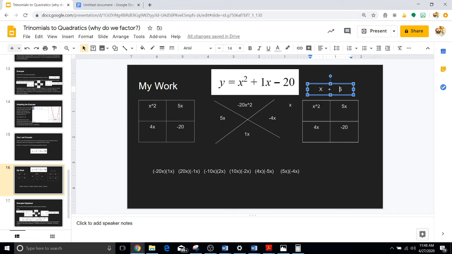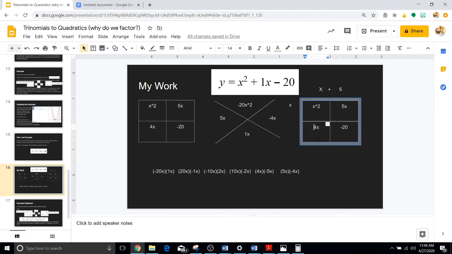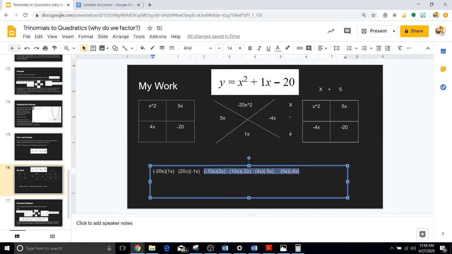There we go, x plus 5. And then down here, what times x will give us 4x? Well, how about positive 4? Sorry, that's supposed to be a negative 4, isn't it? So it would be x minus 4. All right, and we now have our two binomial roots. So let's go ahead and write those down here. x plus 5 and x minus 4. And those, of course, equal our y.